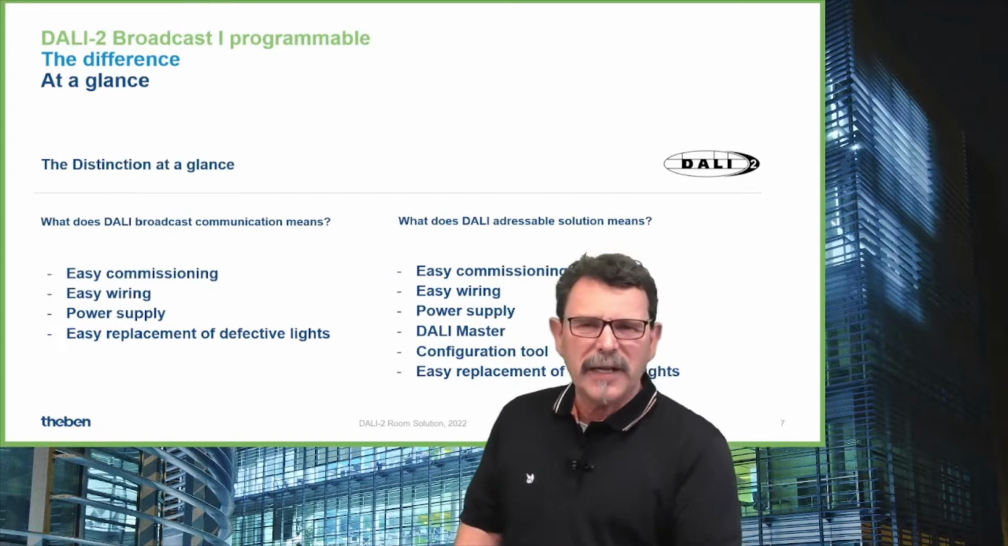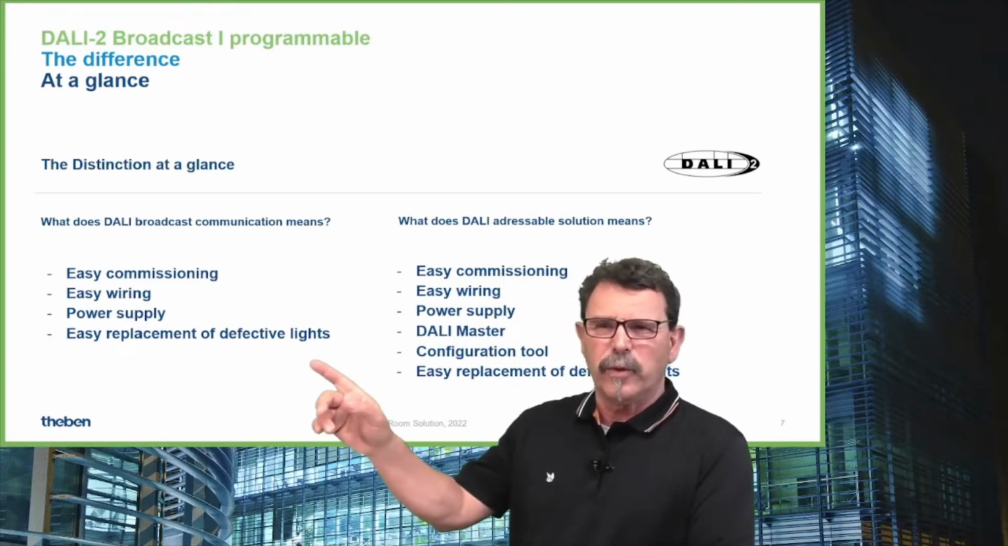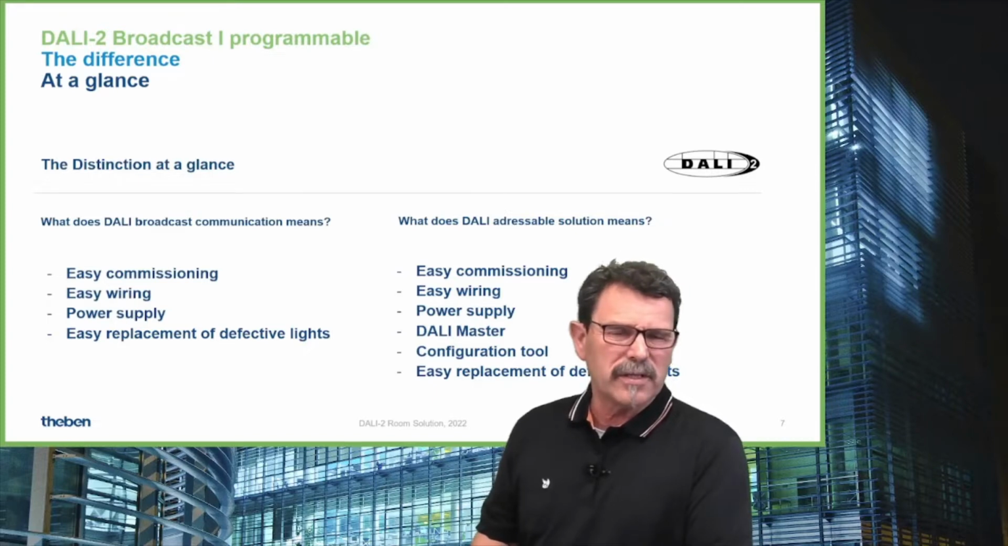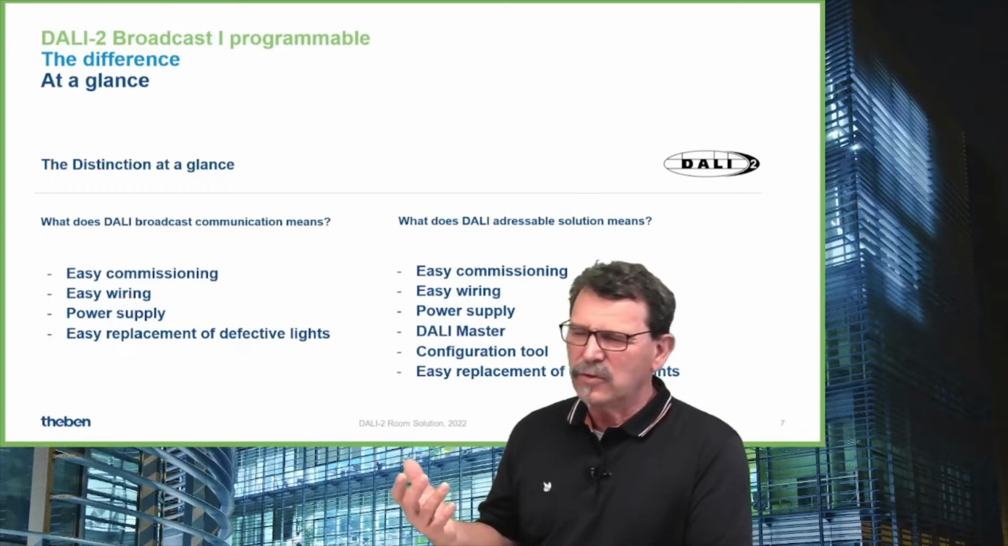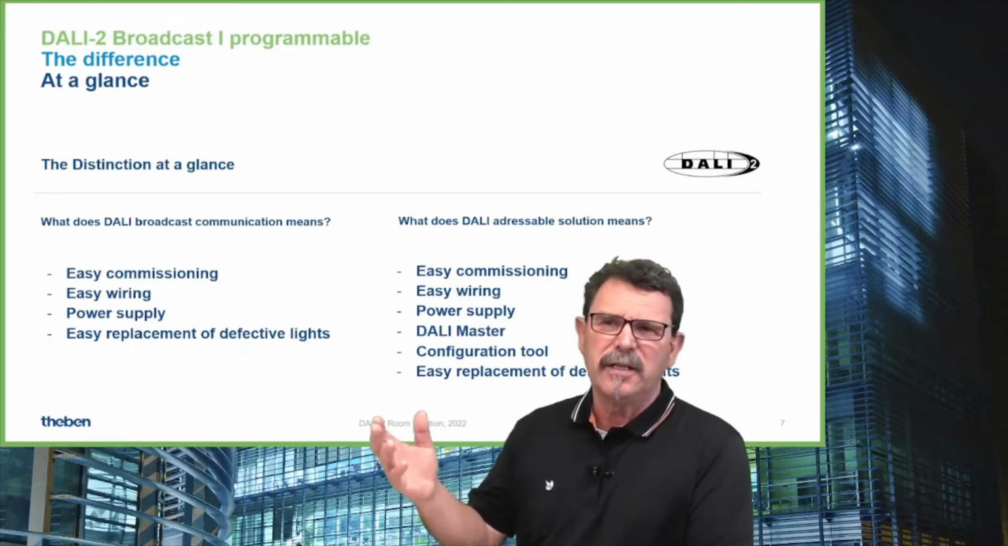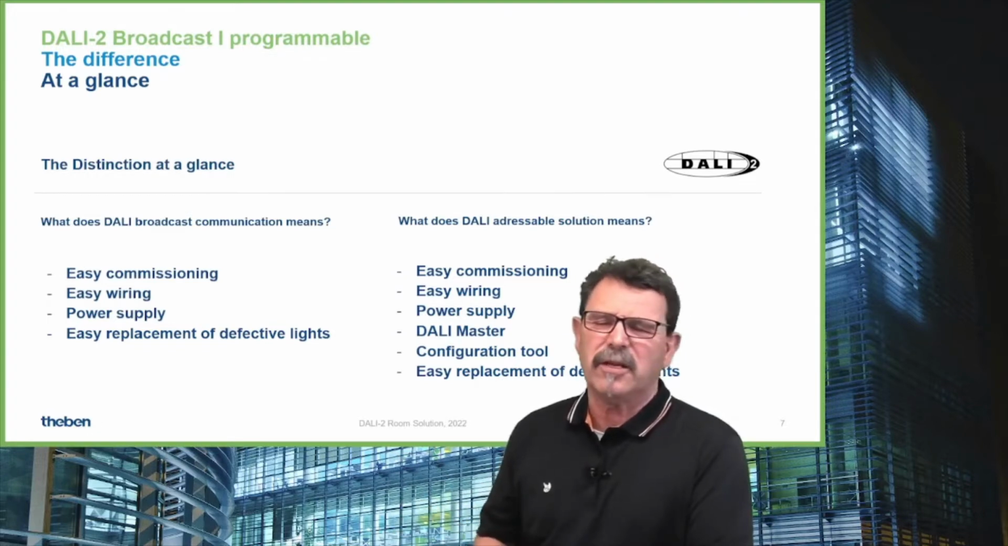And then the replacement. When we talk about broadcast and a light is broken, you just have to open the wiring, replace the light, install again, and that's it. There is no additional work to do.